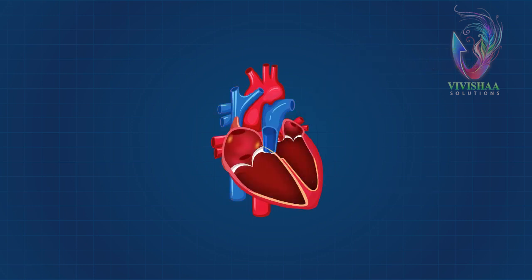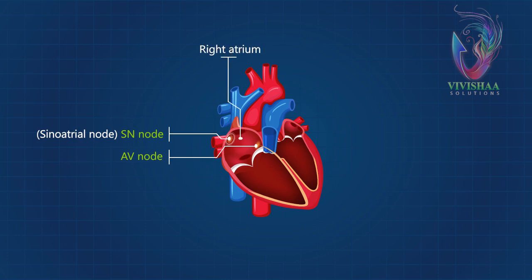Apart from all these structures, heart contains two important nodes called SN node and AV node. Sinoatrial node or SN node is located in the right atrium of the heart. Atrioventricular node or AV node is located on the interatrial septum.